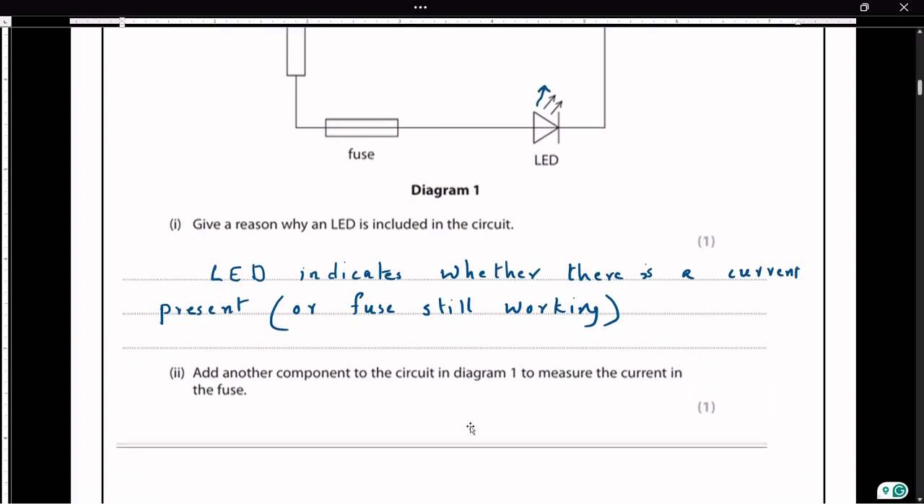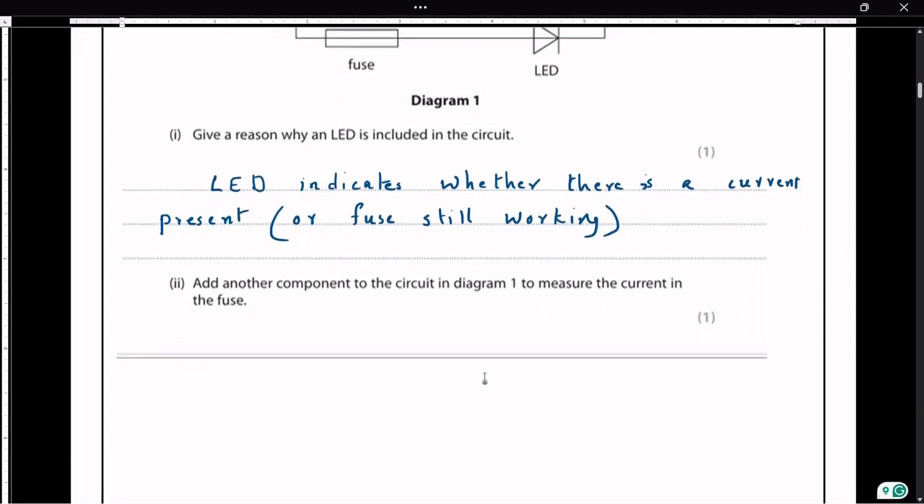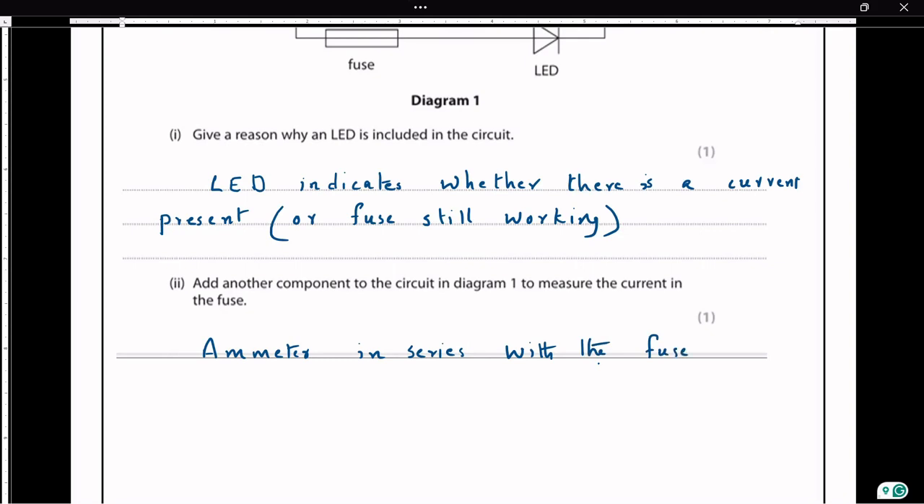Add another component to the circuit in diagram 1 to measure the current in the fuse. So we can connect an ammeter. You know that is an instrument used to measure the current. The question is to measure the current. So we can connect an ammeter in series with the fuse. We always connect ammeters in series.